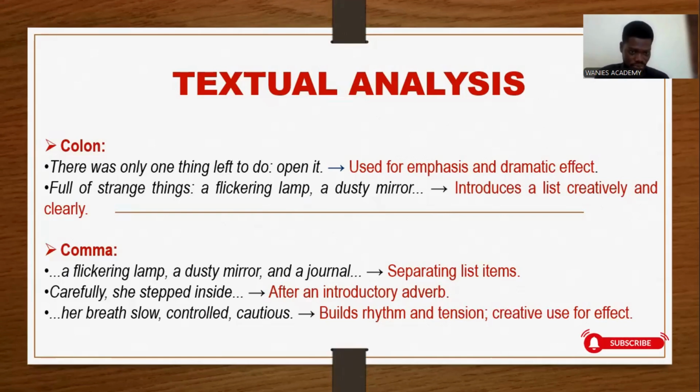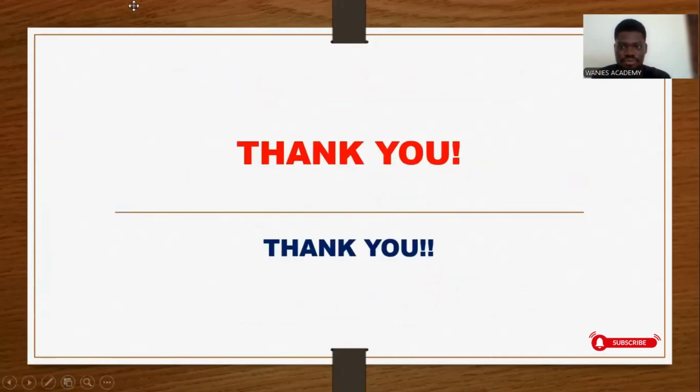A breath, slow, controlled, cautious. So we use a comma to build tension in creative writing. We use a comma to build tension, a built-up climax in a text. So these are the creative uses of these two punctuation marks in writing. So I believe by now you already understand the uses of these two punctuation marks, their technical uses, and of course, their creative uses as illustrated here. Thank you.